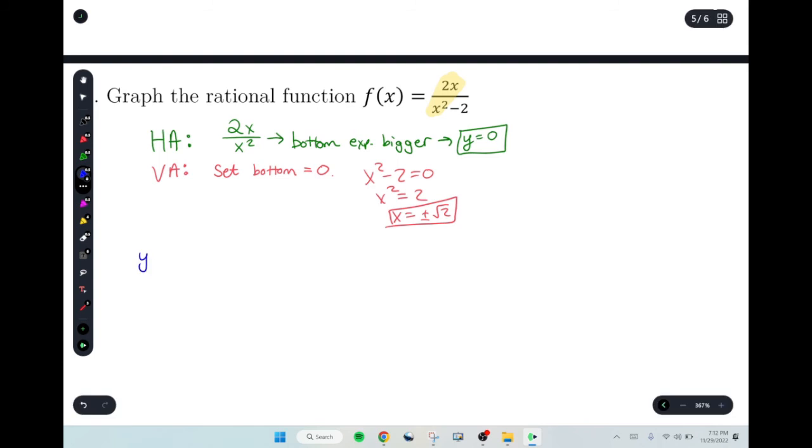Well, y-intercept. And how do we find the y-intercept? You set x equals 0. Not set the whole thing equal to 0; that's a different thing. Setting x equal to 0 just means you plug in 0, which is 2 times 0 over 0 squared minus 2, which is 0 over negative 2, which is 0. That gives us our y-intercept of (0, 0).